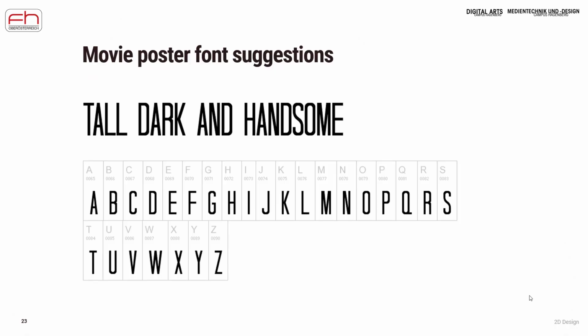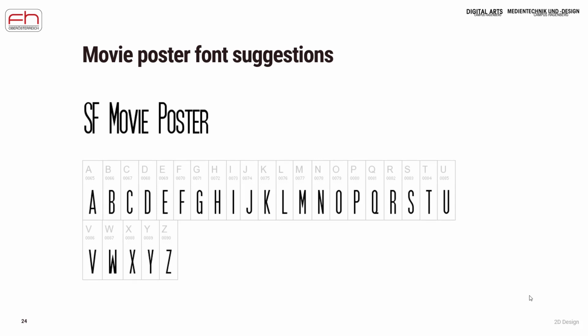To do that, I'm going to suggest 2 different typefaces. There are a lot of them, those are just 2 ideas. One is called Tall, Dark, and Handsome. It's a free font. If you go to Google and look for this typeface, you're going to find it. You can download it for free and use it on your projects. The other one is called SF Movie Poster, which is also free, and you can download it and use it on your own projects.